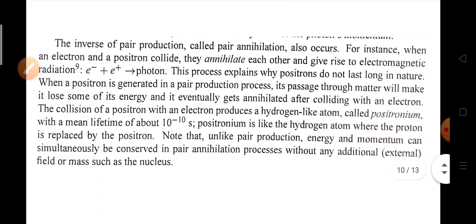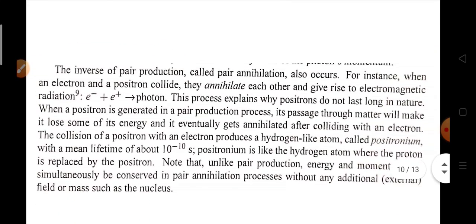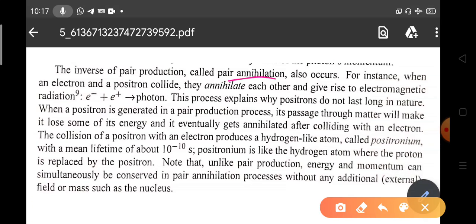Now we should know the reverse process of pair production, that is called pair annihilation. When the electron and positron collide with each other, they annihilate, and then they give rise to electromagnetic radiation. That is, from an electron and positron we can get photons. Also, from this process, we can explain why the positron does not last long in nature.